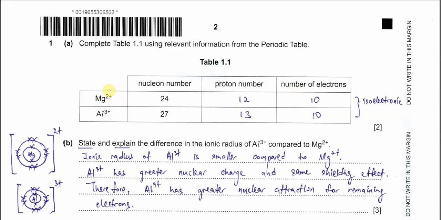The number of electrons is based on how many electrons are released from the elements. Since it's given as a magnesium ion, it means the magnesium atom released 2 electrons, so it remains with 10 electrons. For the aluminium, it released 3 electrons, also forming 10 electrons. So the magnesium ion and the aluminium ion have an isoelectronic structure or configuration, because they have the same number of electrons.